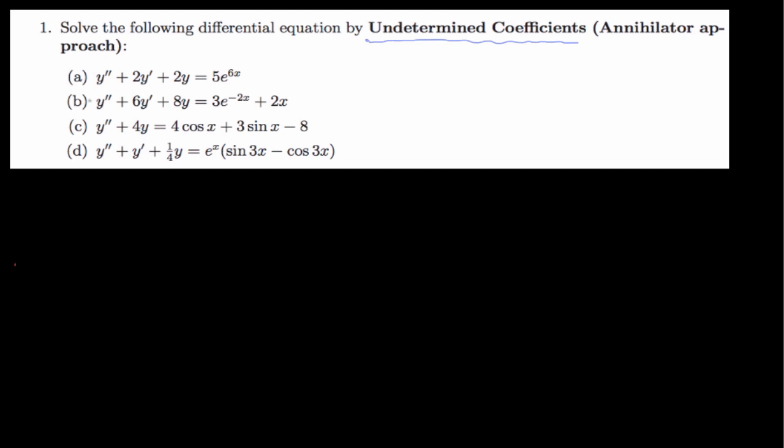We have about 4 questions here, so we're going to start with the first one, that is A. So let's scroll down to the first question, which is A. It says you're given the differential equation y prime prime plus 2y prime plus 2y equals 5e to the power 6x. So how then do you solve that?